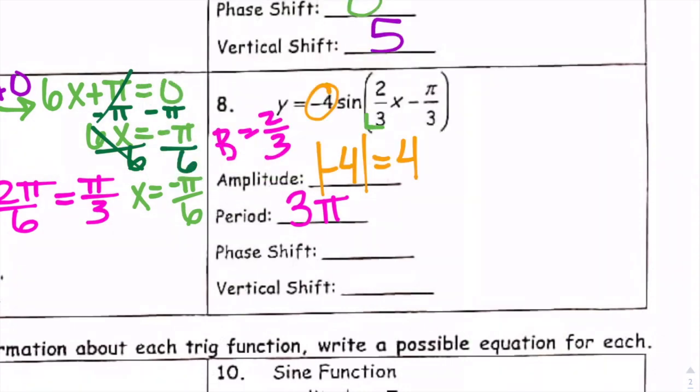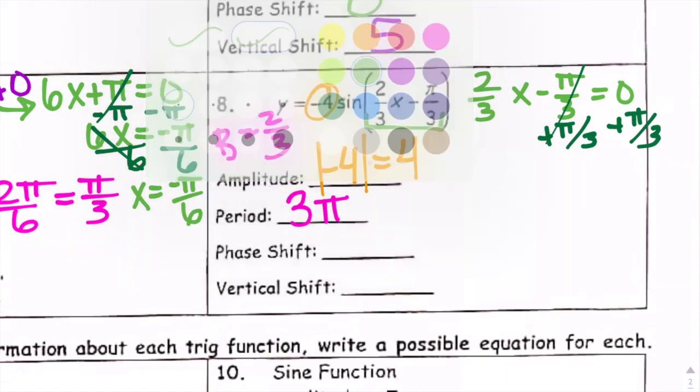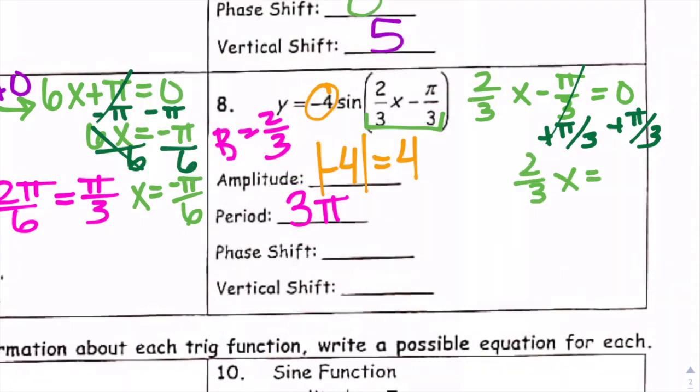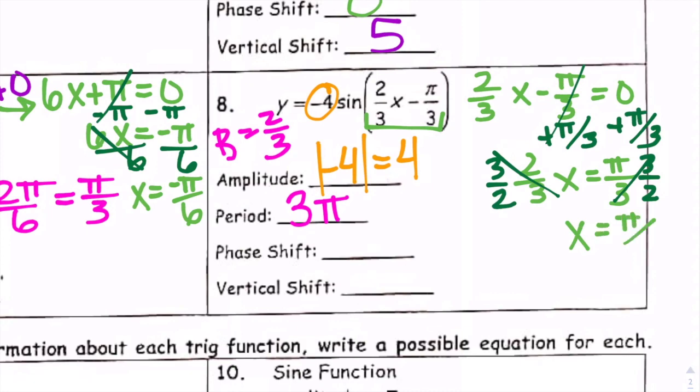Your phase shift, take what's in the parentheses and set it equal to 0. So 2/3 x minus pi over 3 equals 0. Add your pi over 3 to each side. So you have 2/3 x equals pi over 3. We want to multiply by the reciprocal on each side. These 3's will reduce. And so you're going to get x equals pi over 2. So our phase shift is pi over 2. And then our vertical shift is whether or not we have anything adding on the end, and we do not, so it's 0.